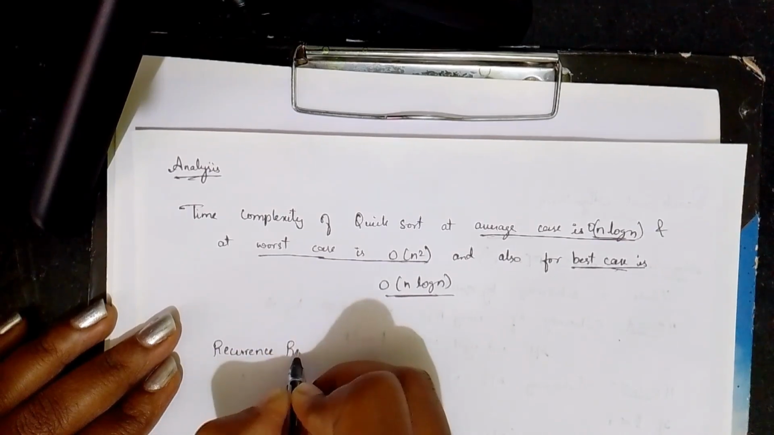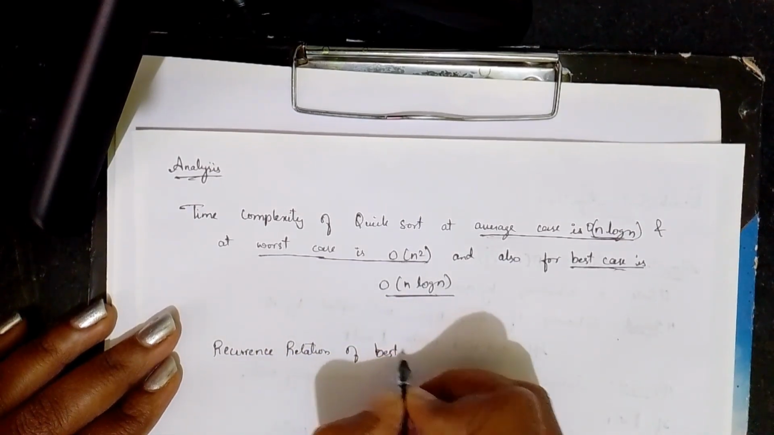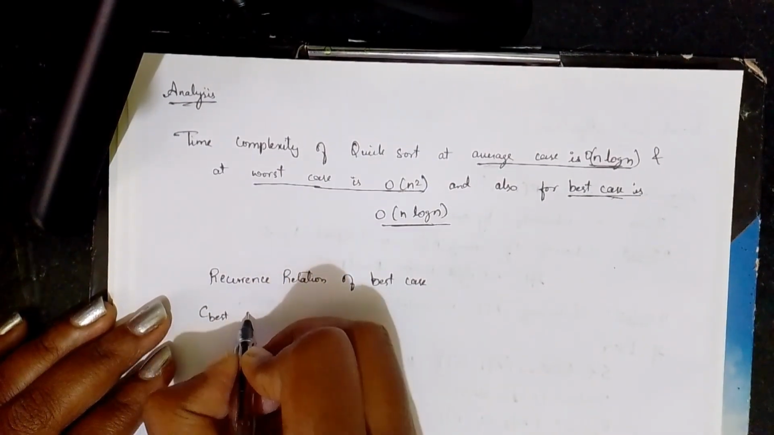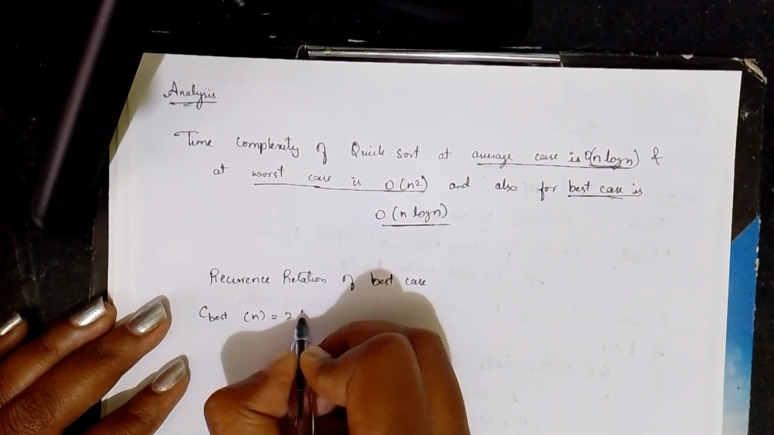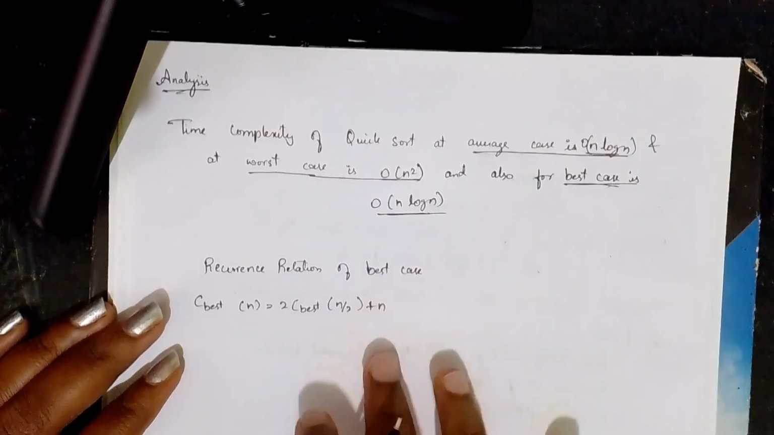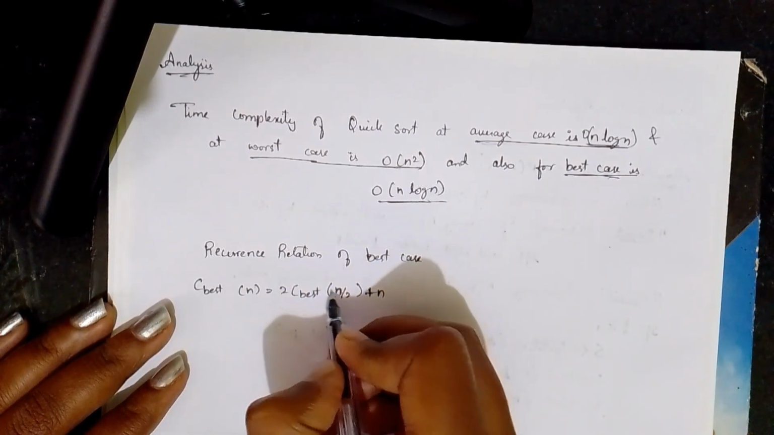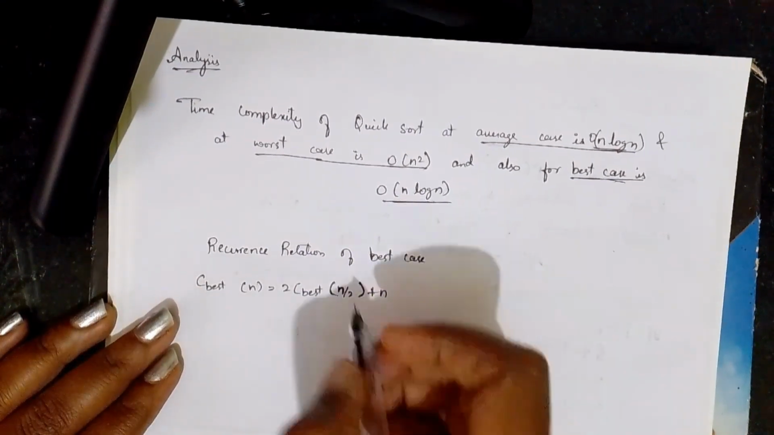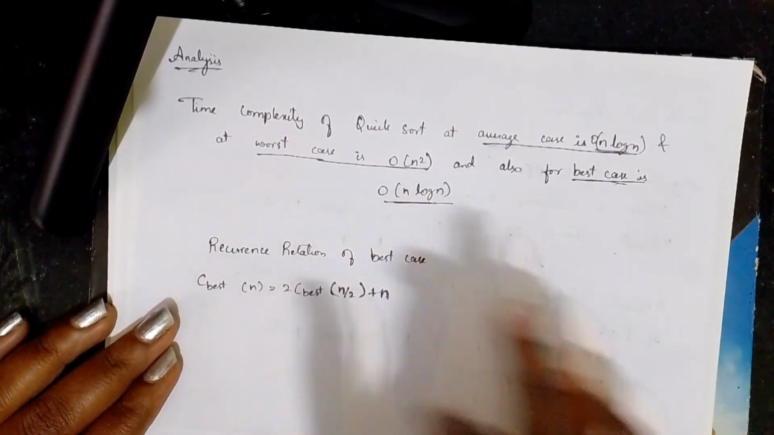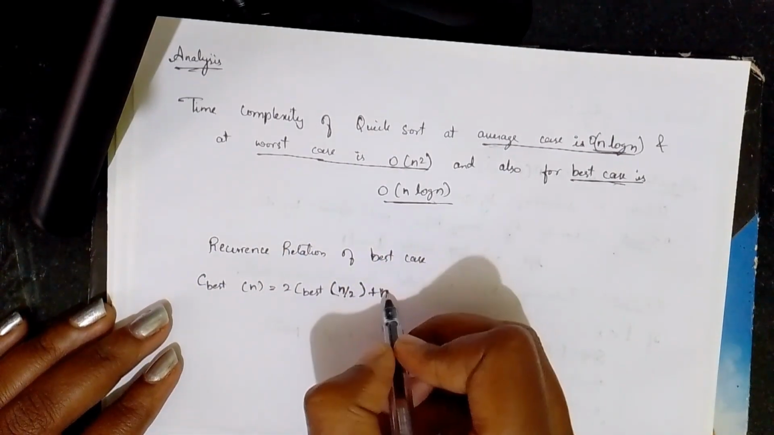The recurrence relation of the best case is given by C_best(n) = 2 C_best(n/2) + n. Here n/2 appears because we are dividing the array into 2 subarrays, and we do n comparisons on n elements, so this is the n.